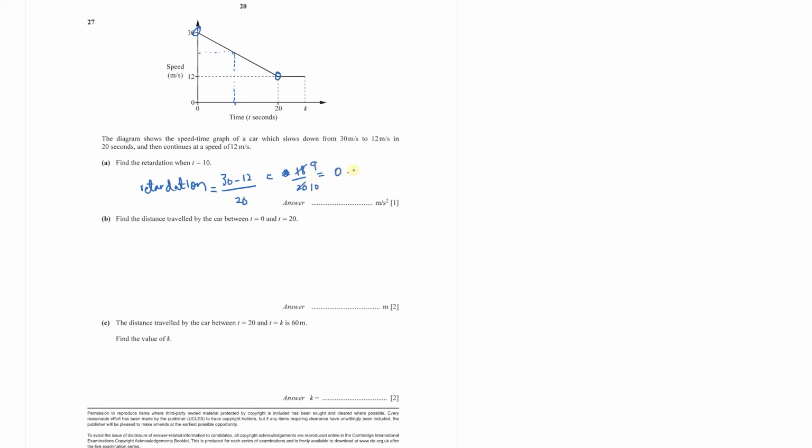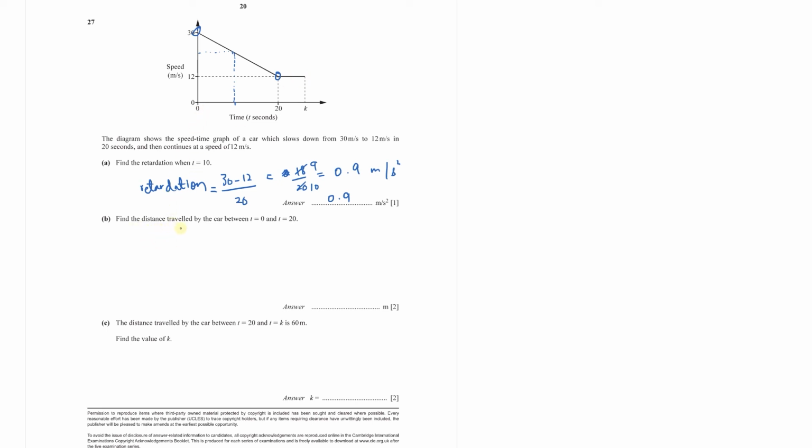So 9 over 10 is, let me erase this, 9 by 10 would be 0.9 meter per second square. So your answer is 0.9. So this is your deceleration or retardation throughout from t0 till t20. And at t20, your retardation or acceleration becomes 0, since the line is horizontal after that. So the car is just traveling at constant speed after that.